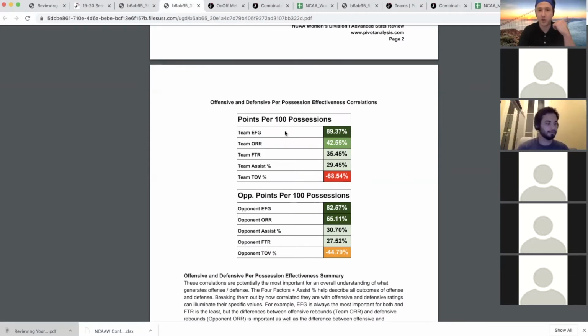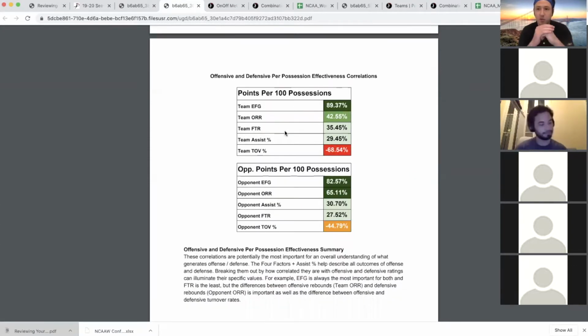A lot of our work is done with four factors. I don't know if you're familiar with these. They were found by Dean Oliver maybe 20 years ago now. They are four metrics that essentially capture all end states of a possession. Effective field goal percentage is your ability to make that shot, including the ability to make a 3, so field goal percentage with the 3 weighted in.